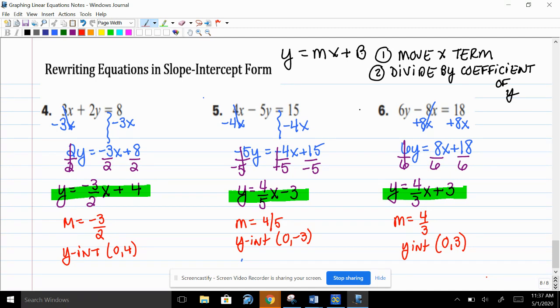If they were asking you to graph, then you would use that information to throw it on a coordinate grid. We've already talked about how to graph in slope-intercept form, so that shouldn't be much of an issue. So if they're asking you for the slope and the y-intercept, and you have an equation that's not in slope-intercept form, now you know how to rewrite it in slope-intercept form so you can easily answer those questions.